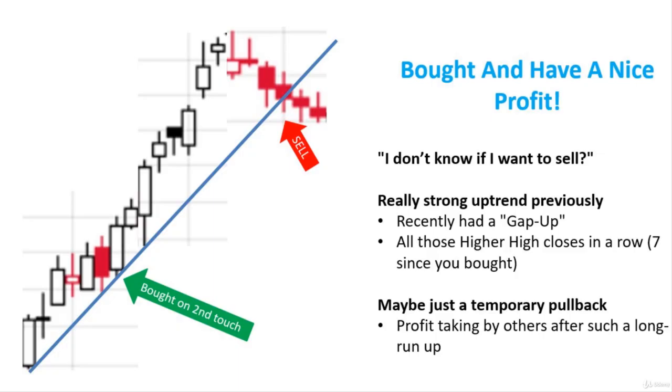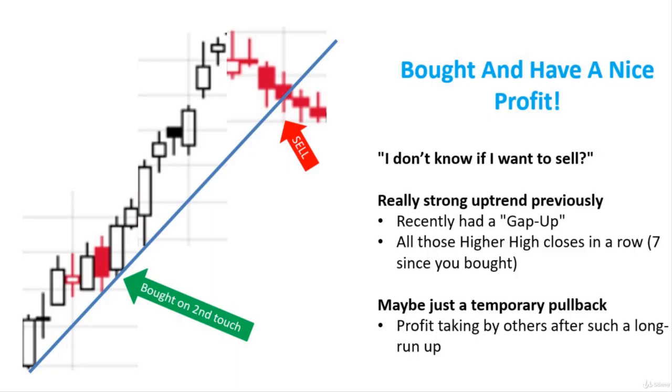going back from the sell, you see there's a gap up, right? There's a jump between the two white candlesticks where the price range doesn't overlap. A gap up is always a good bullish sign. It doesn't mean it's necessarily going to keep going up, but it definitely is a good sign that something good is happening. So you had a gap up, and then you also see all these higher highs. We have these high closes all in a row, 7 of them since you bought: 1, 2, 3, 4, 5, 6, 7. Since you bought, it kept going up 7 straight times.